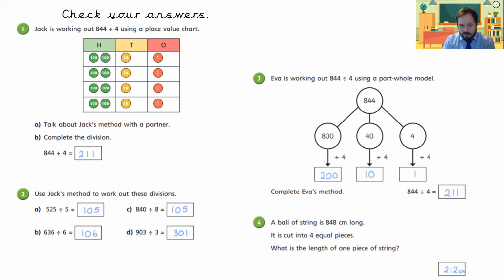So we talk about the method. That's how we do it. We complete the division. That gives us 200 there, 10 there and 1 there, so that's 211. Then we can use the same method in order to complete this, using exactly the same principle as how we've done this here.